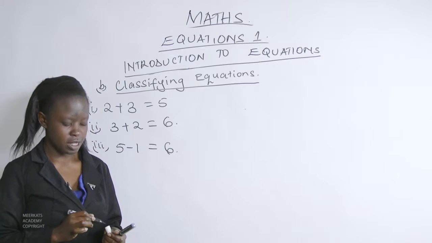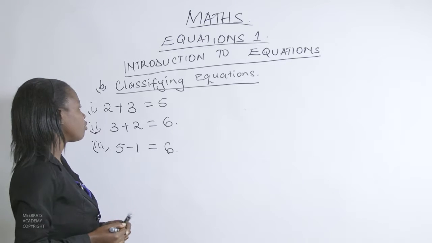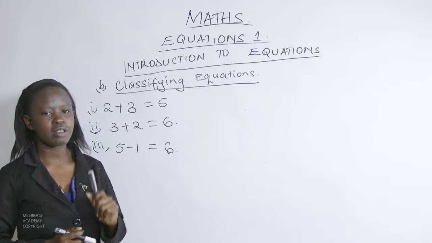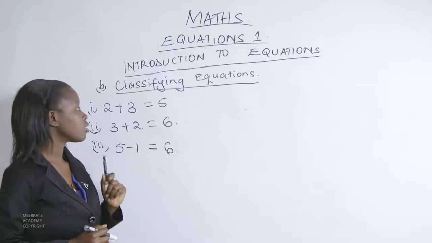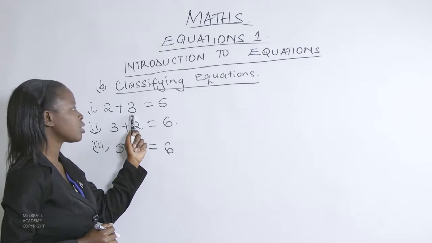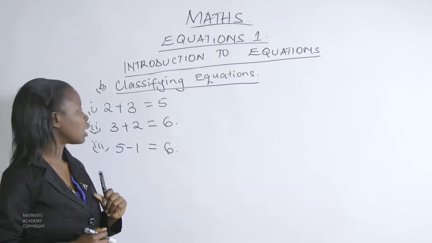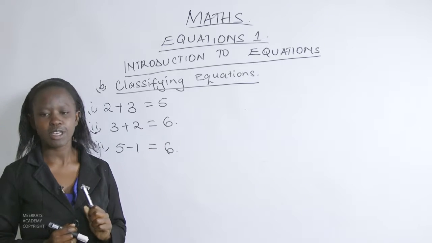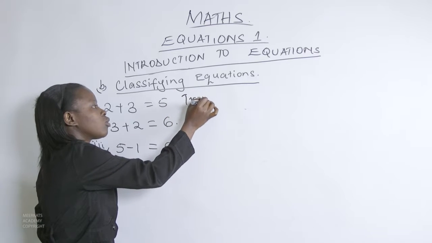So we have the three sums on the board. The first sum we have is 2 plus 3 is equal to 5. That is the first equation we have. We need to find out, is it true that 2 plus 3 will give us 5? And from our addition algorithm, we know that 2 plus 3 will give us 5. So that means that this statement is true.